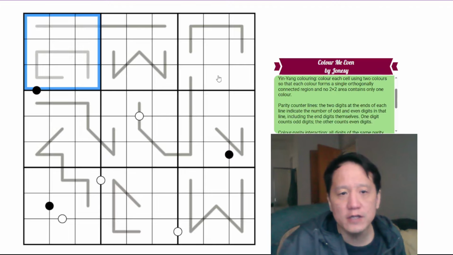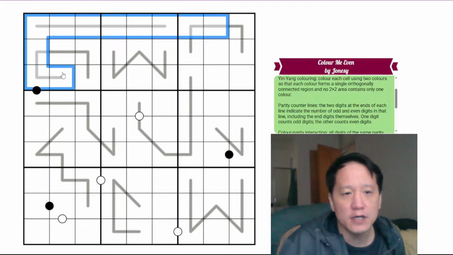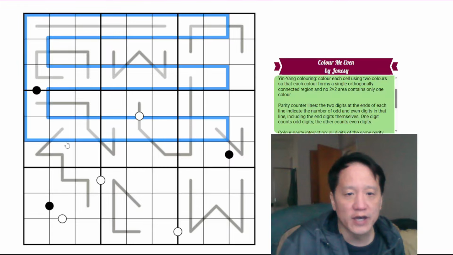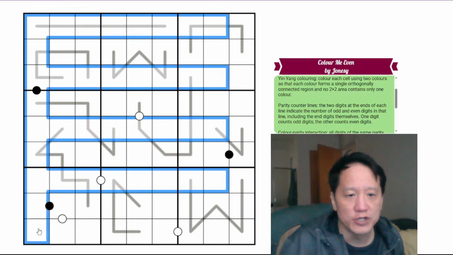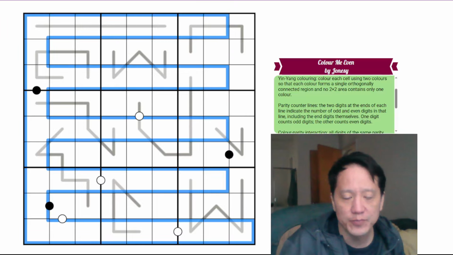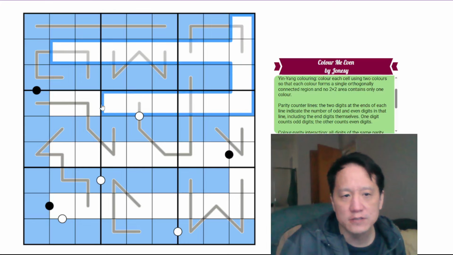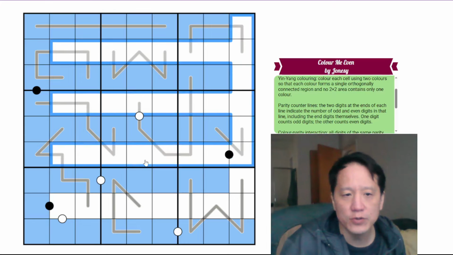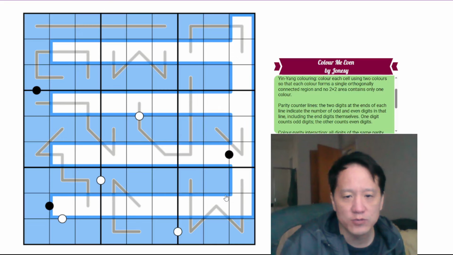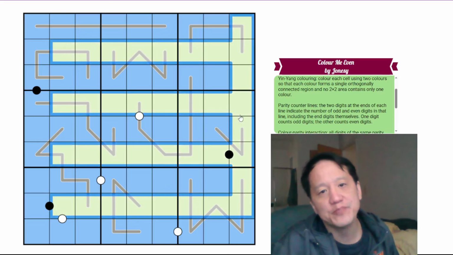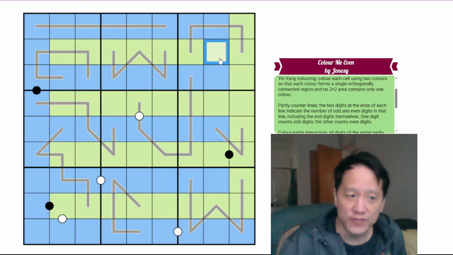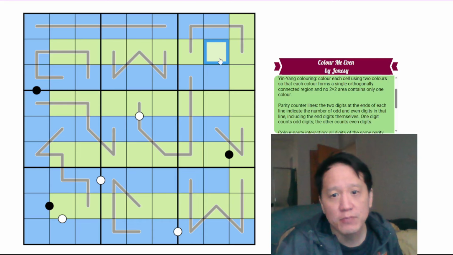We have yin-yang coloring, where we need to color each cell using two colors so that each color forms a single orthogonally connected region, and no 2x2 area contains only one color. So, for example, we could do coloring like this, where we have blue and green. That's what I usually use for yin-yang coloring. And this is an example of a valid yin-yang shading.